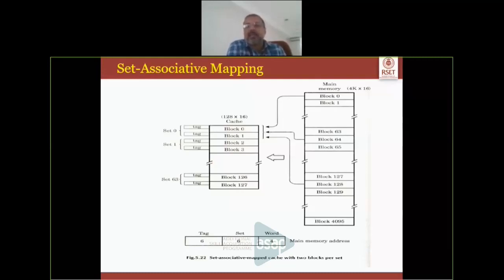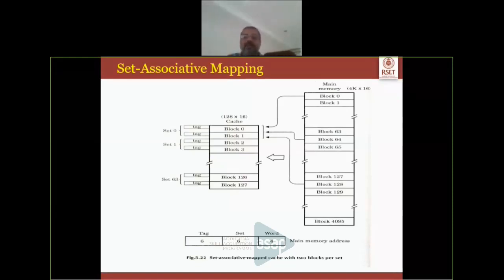Now, for the blocks from main memory, there is some rule. Block 0 will go to set 0. I repeat. Block 0 from the main memory can go to any location in set 0. That means block 0 from main memory can fit into block 0 or block 1 of the cache, nowhere else. This is a combination of what we have studied in the last two: direct mapping plus associative mapping. Why I am saying this is a combination of those two is that block 0 from the main memory can fit into any location of set 0. Hope it's clear.